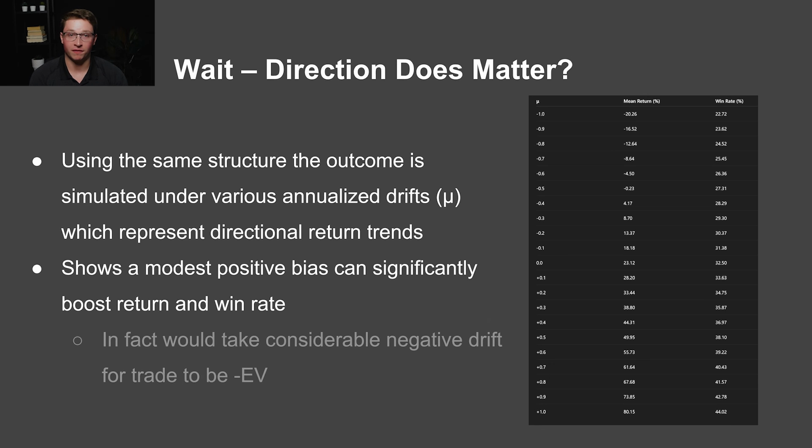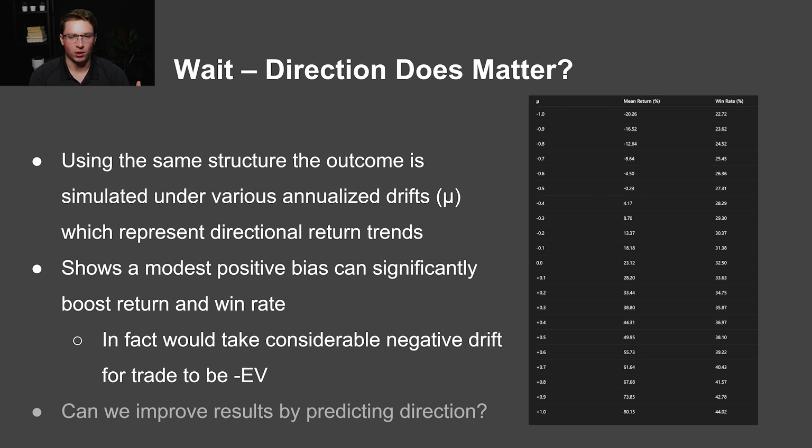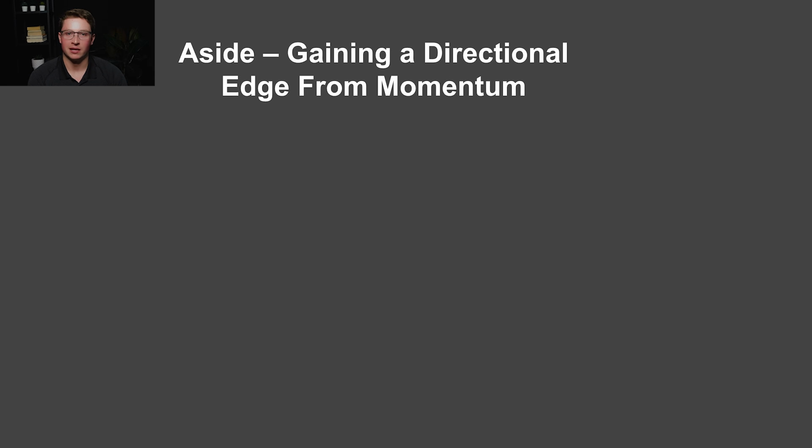In fact, it would take a fairly strong negative drift to make this trade meaningfully unprofitable. You'll notice we're still break even with a strong negative momentum of 50% annualized drift. This leads to a natural question. Can we improve our result by forecasting direction? If direction affects edge and we can forecast direction, even imperfectly, then we can compound our advantage. This is where momentum analysis comes into play.